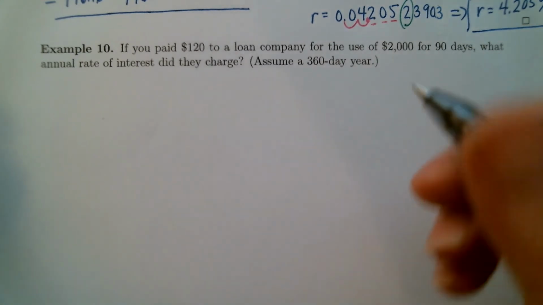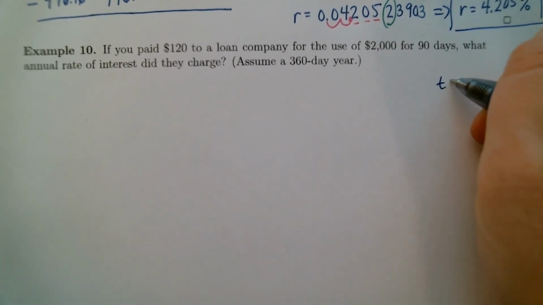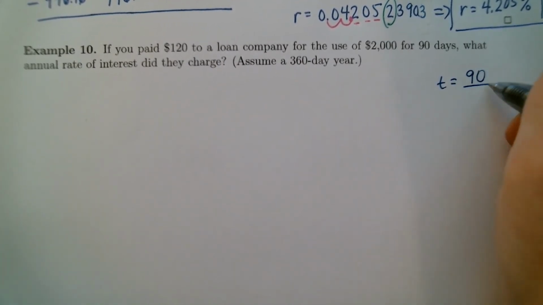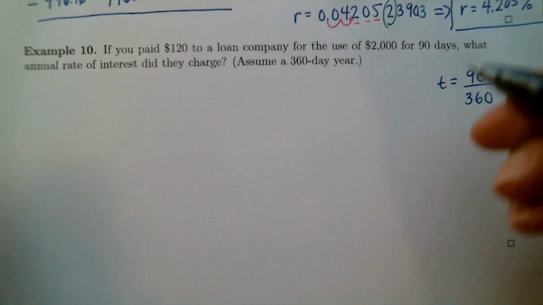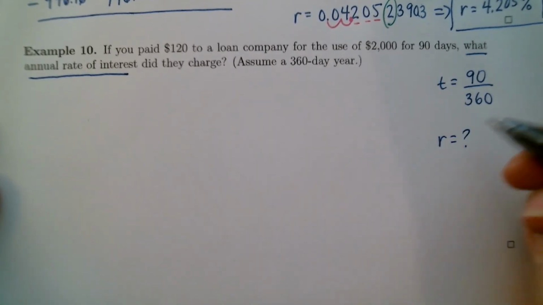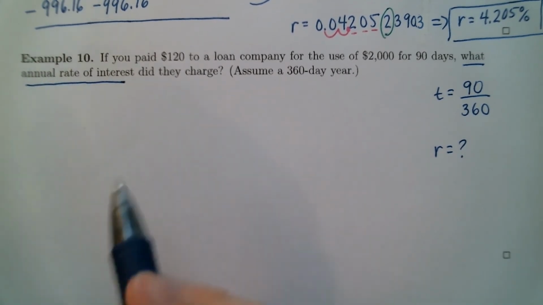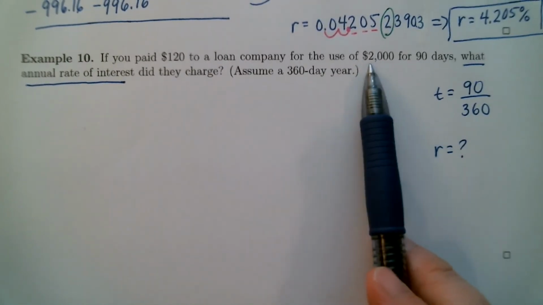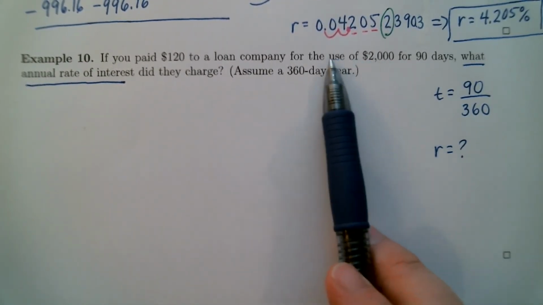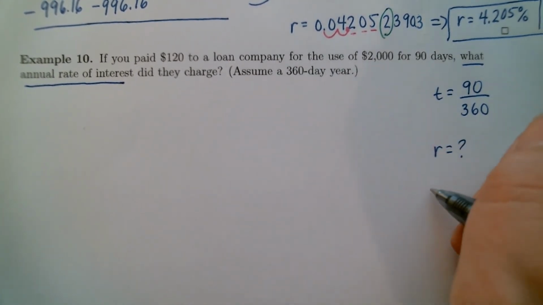So let's see here. 90 days, that kind of stands out to me. That's my time value. So 90 out of 360 days. What annual rate of interest did they charge? We're looking for R. So again, that could be either formula here. If you paid $120 to a loan company for the use of $2,000, so you borrowed $2,000. That is the P value.